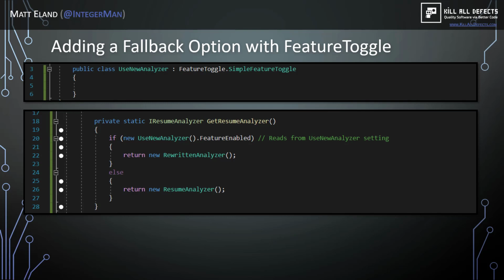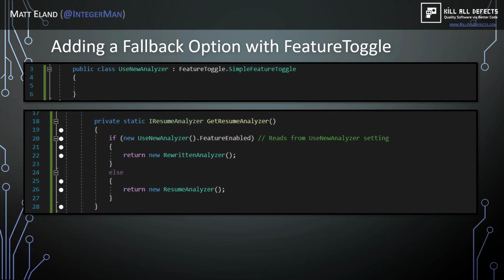And then let's say we're going to grab our resume analyzer. So which resume analyzer do we want to use? We're going to say, hey, if our use new resume analyzer feature is enabled, we're going to use the rewritten analyzer. Otherwise, we're going to use the legacy resume analyzer. The syntax of this on line 20 is a little hard to read, but that's just a side effect of a feature toggle in general.